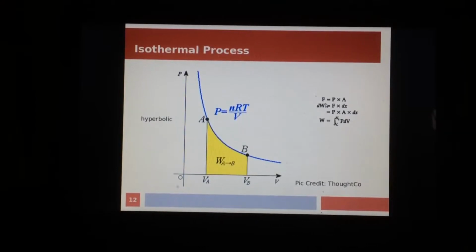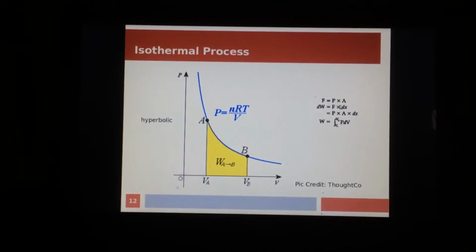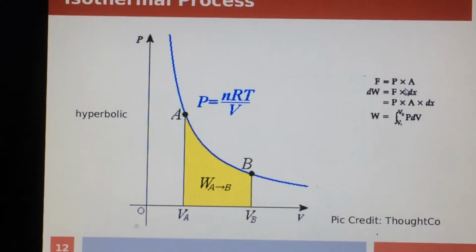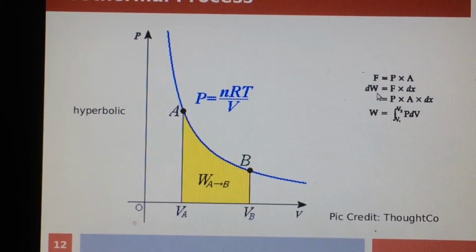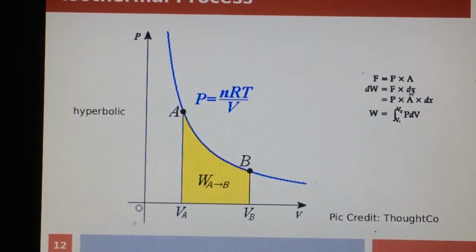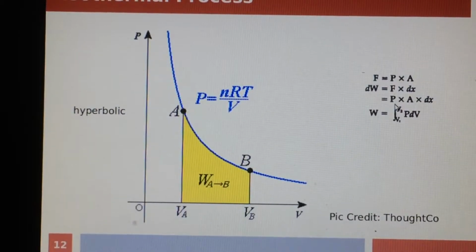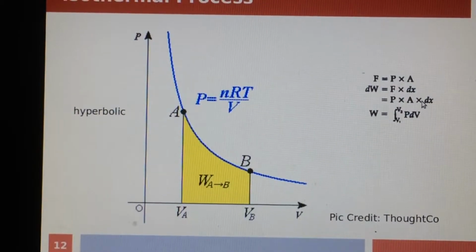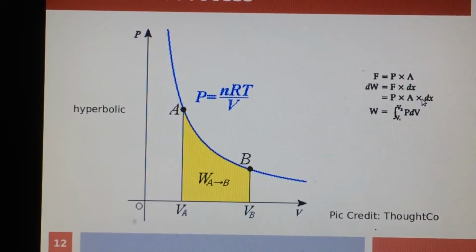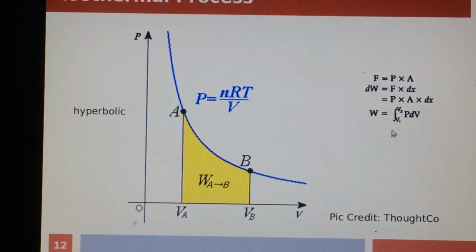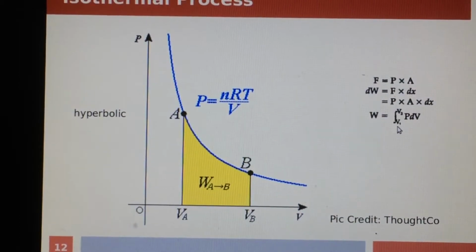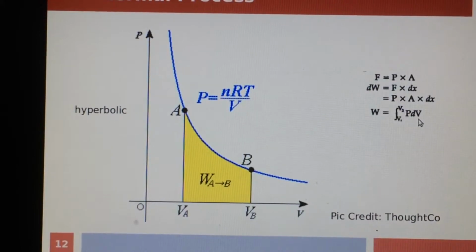Now, work done is calculated like this. We have force F equal to pressure into area. So, work done W equals F dot dx, force into displacement. The force is given by pressure into area, so pressure into area into dx. If we integrate this for a certain volume V1 to V2, we will get this.